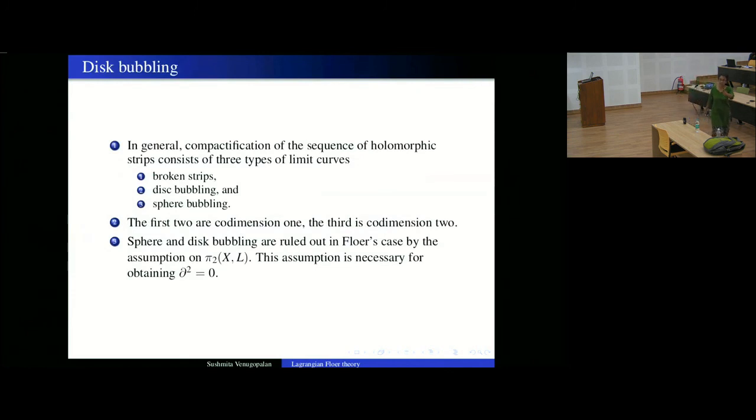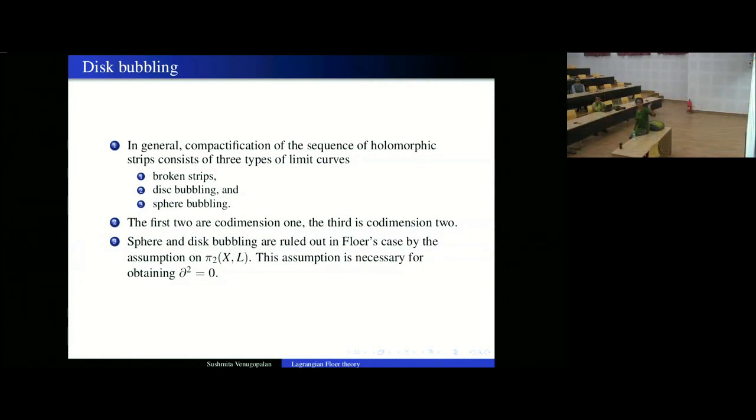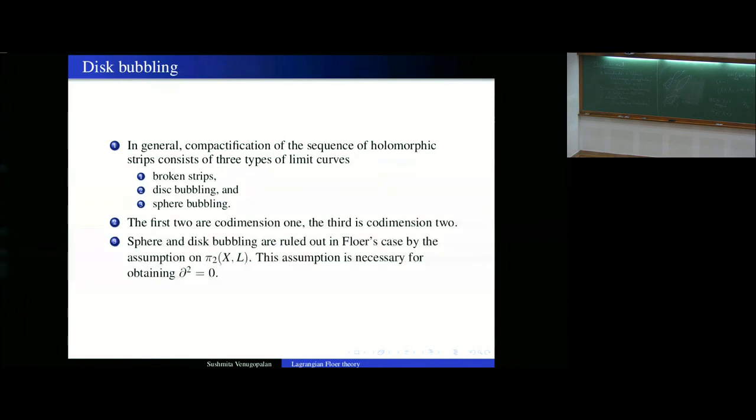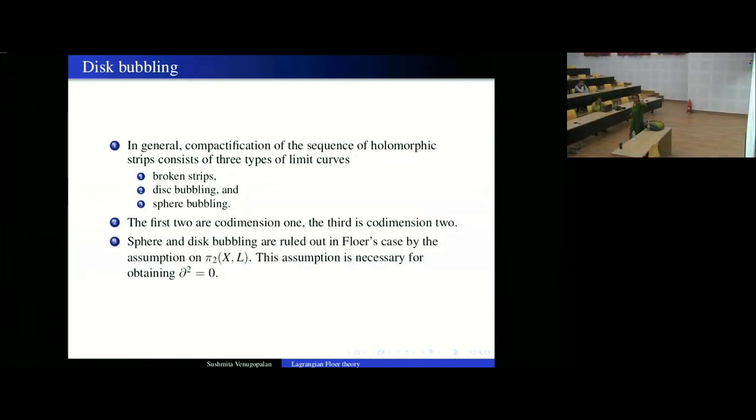And this is something I already said earlier. When we study compactifications of sequences of holomorphic strips, we get three kinds of limit curves: broken strips, disk bubbles and sphere bubbles. The first two are codimension 1, which means that if you compare the dimension of the elements in the sequence with the expected dimension of the limit object, the latter is going to be 1 less. So it's codimension 1, and in the case of sphere bubbling, it's a codimension 2 phenomenon.